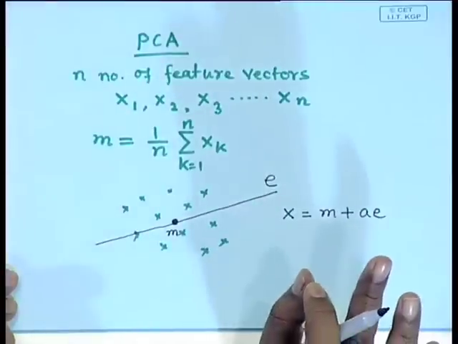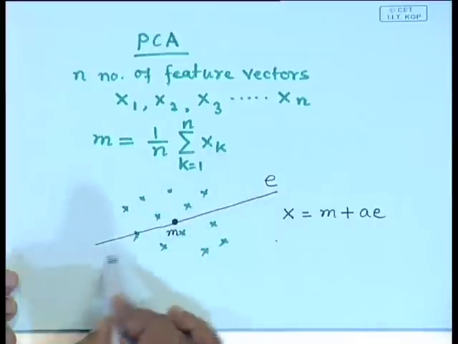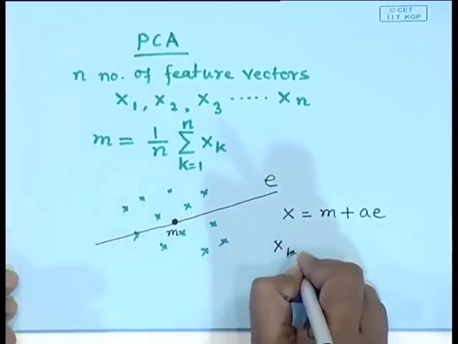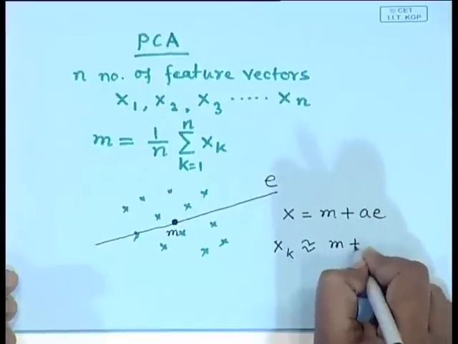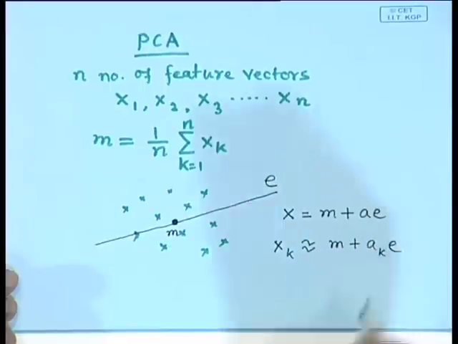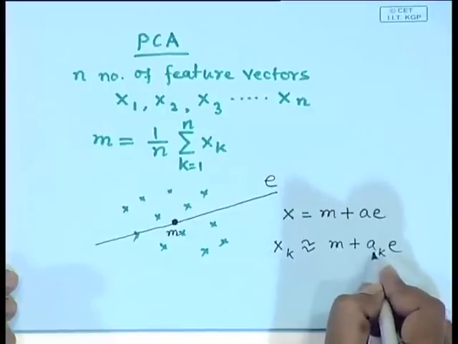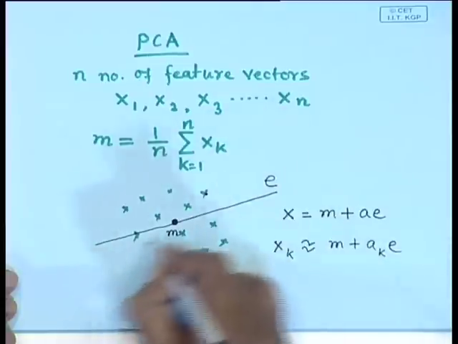Given this, I can represent a point x k on this line, and that point x k I can represent by m plus a k times e. We will see what will be the best possible value of this a k. For different points, I will have different values of this a k. So this a k represents where a point x k is mapped onto this line.